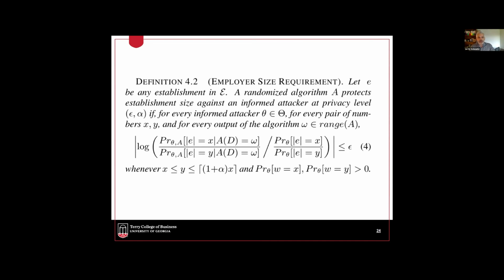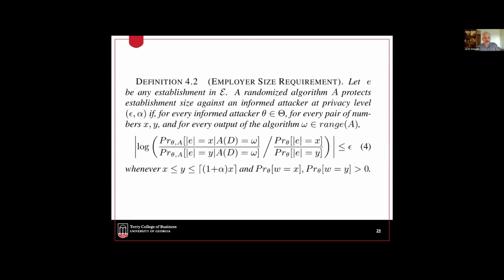Employers get a guarantee of protection of the employer size. And here, they add the concept of an additional privacy parameter, alpha. Alpha is a parameter that's going to make precise exactly how fine-grained the attacker's inferences about the employer size can be. So what this is saying is that the employer size requirement says that an attacker's posterior inference about whether the employer has size X or has size 1 plus alpha X is going to be bounded by a factor epsilon.